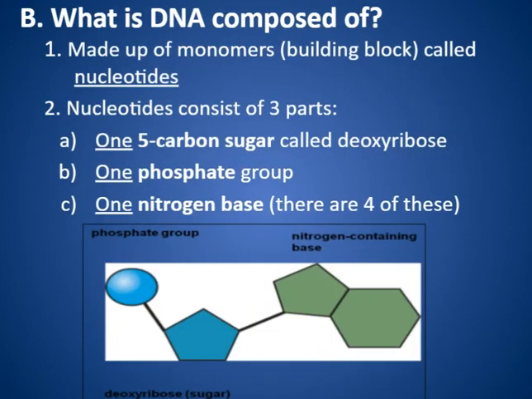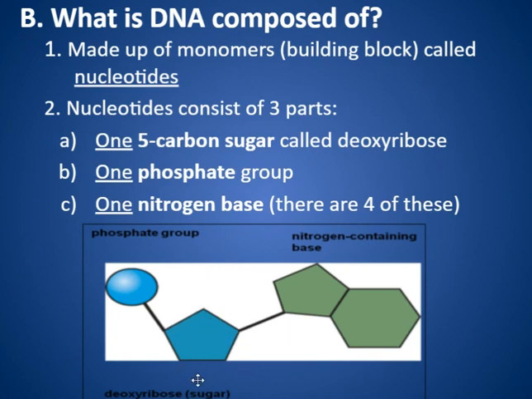Now, just like a cell is the smallest building block of life, DNA has a building block too. Okay, that building block, the fancy pants science word for that, is called a monomer. Okay, the monomer of DNA, or the building block of DNA, is called a nucleotide. Now, this is kind of confusing because a nucleotide has parts, but that's okay. So the parts of the nucleotide are shown right here down below.